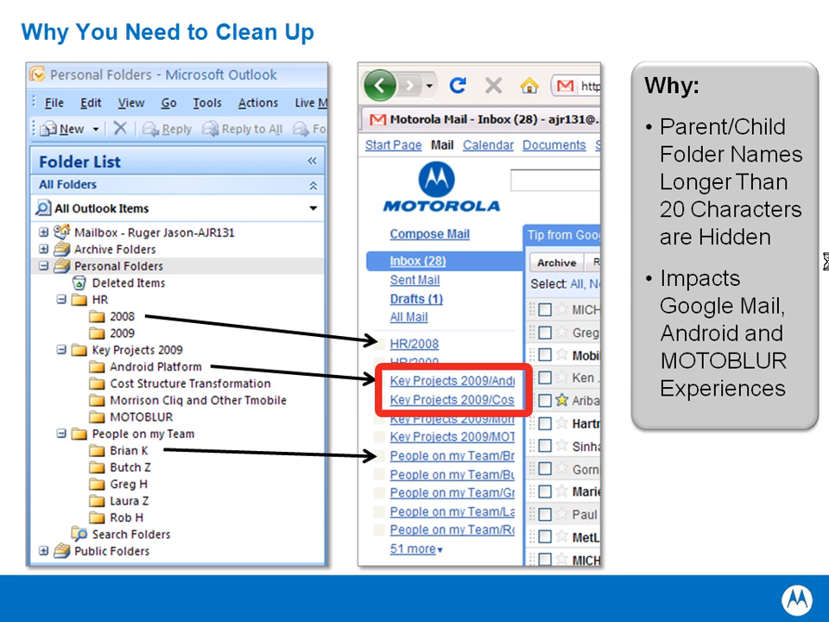Note that the suggested length of about 20 characters not only applies to your Google Mail when you're looking at it from a computer, but it also applies to your Android and Moto Blur experiences as well.